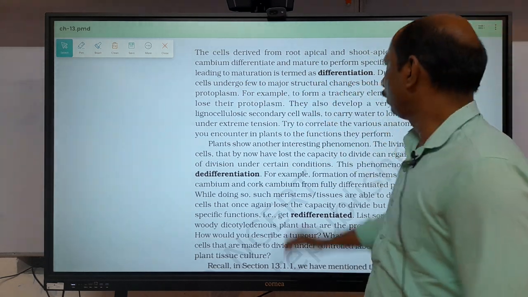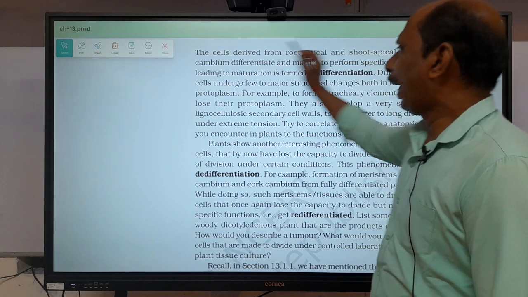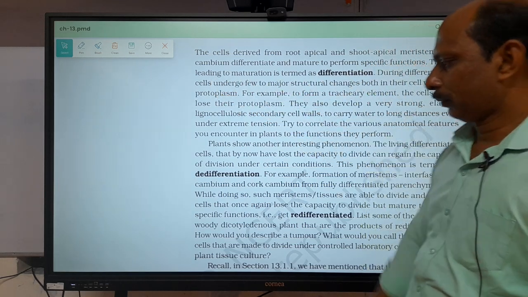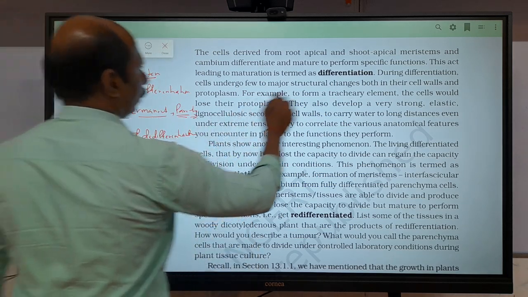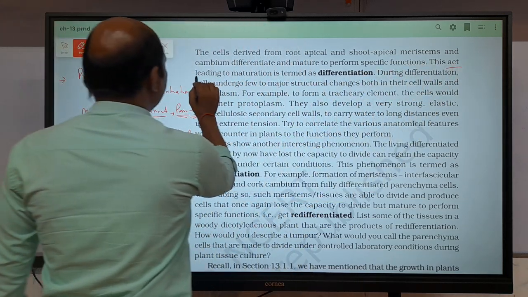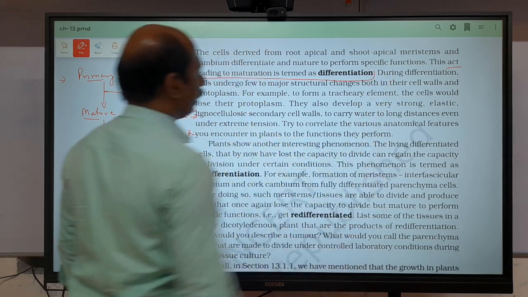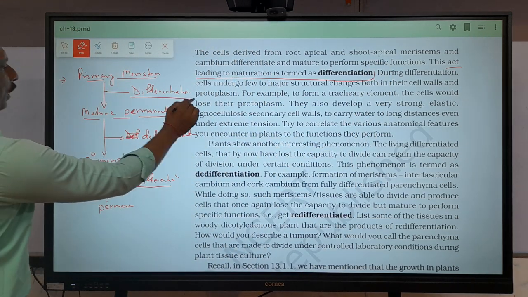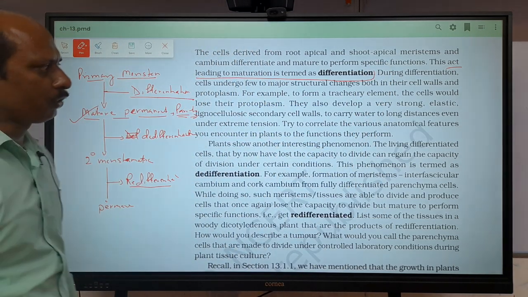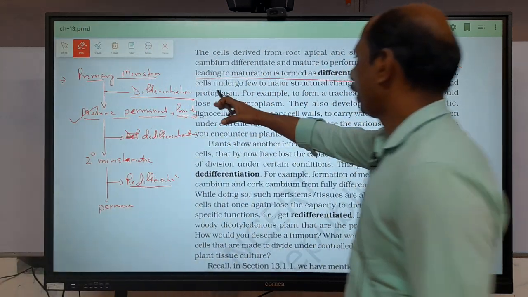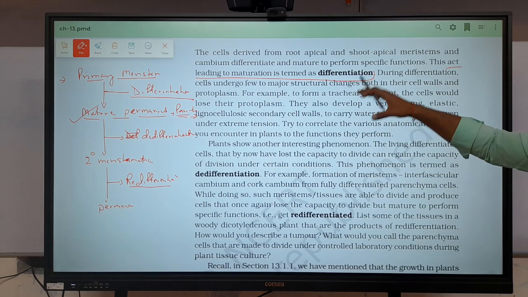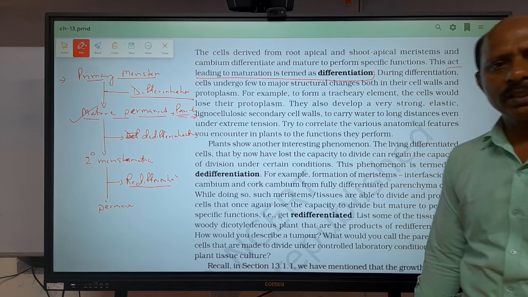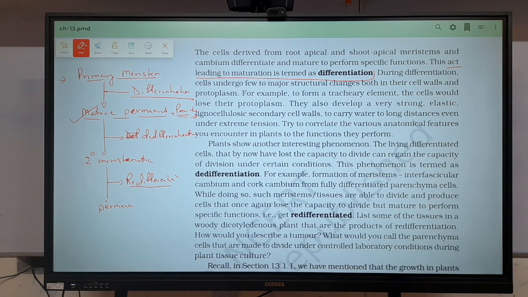We know this one. This act leading to maturation is termed differentiation. What is differentiation? The act which leads to maturation is termed differentiation. Look here: in differentiation, a mature permanent tissue is formed. During differentiation, cells undergo a few major structural changes both in their cell wall and protoplasm. For example, to form a tracheary element. Tracheary element means trachea, and we know very well these are xylem vessels, right?